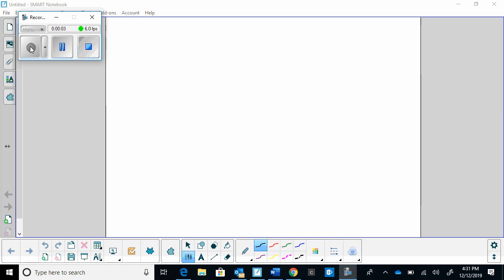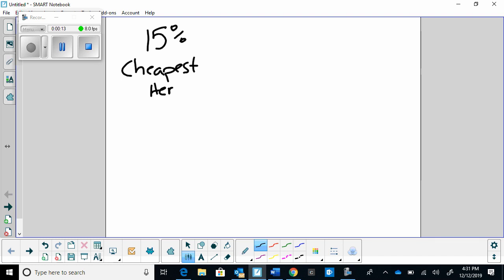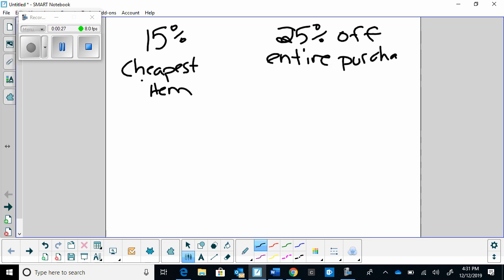Right, so for our grocery store activity, we got different prices of stuff and we got 2 different coupons. So we got 15% off our cheapest item, and then we got 25% off our entire purchase. All right, so first, we need to figure out what my total is for my groceries.